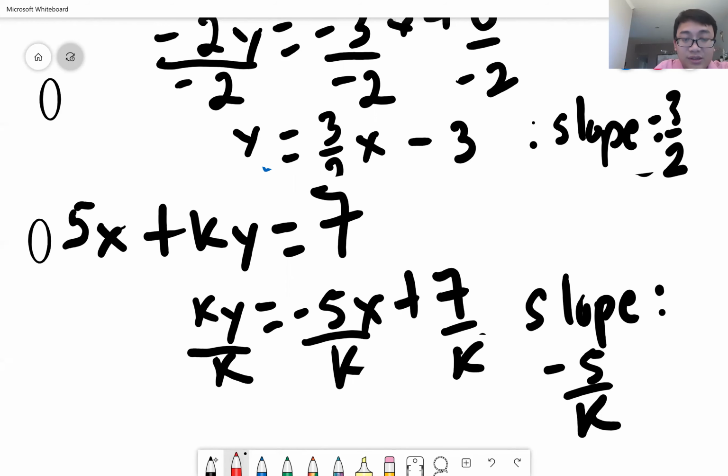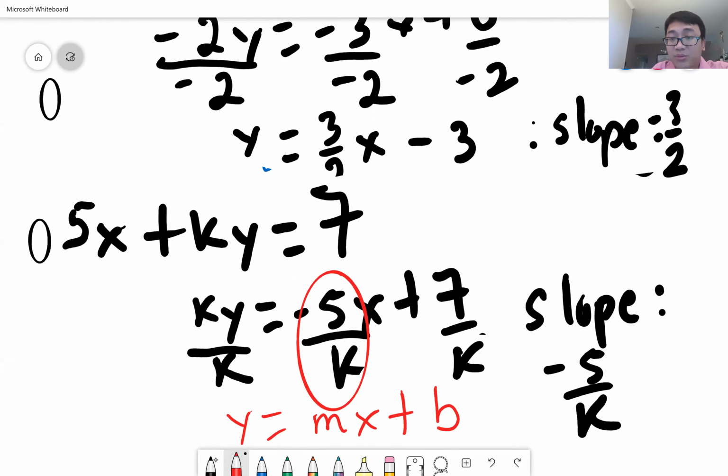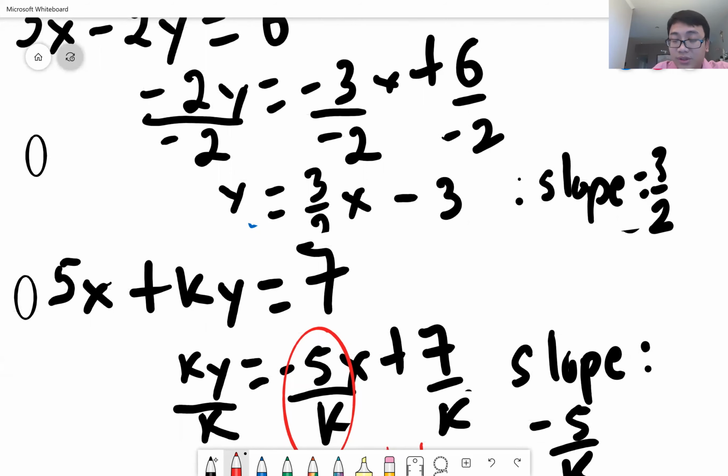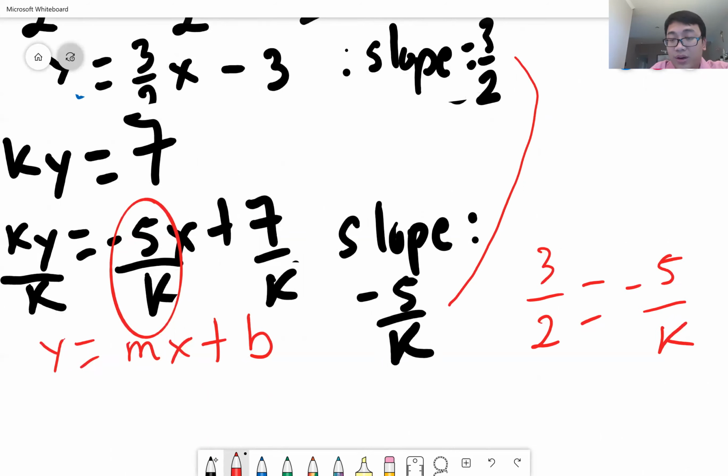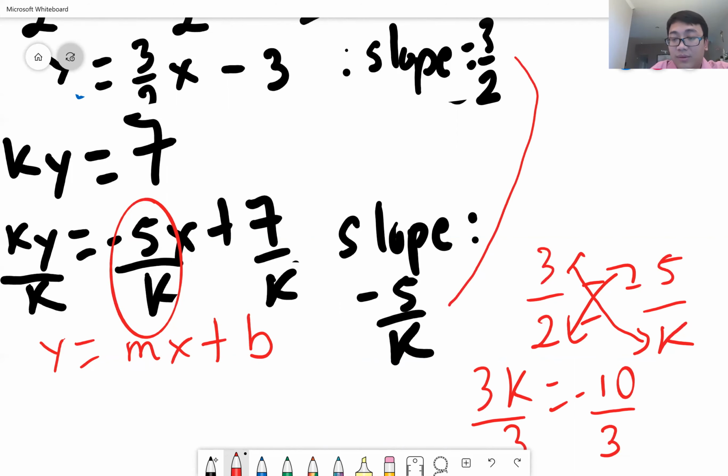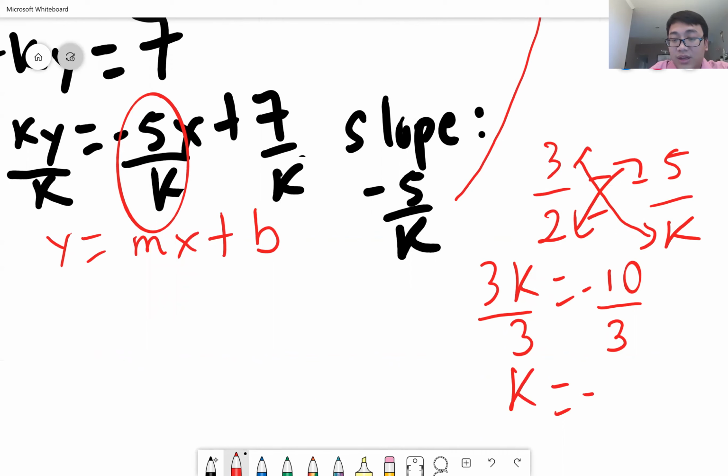For those of you who don't know this, the slope is the number in front of x, the coefficient of x. This is the equation in terms of y equals mx plus b, where m is the slope. So before, the slope was 3 over 2. The slope here is negative 5 over k. You want them to be the same slope. So we set them equal, right? So it's 3/2 equals negative 5 over k. And then we cross multiply. We get 3k equals negative 10, divide by 3, and k equals negative 10 over 3.